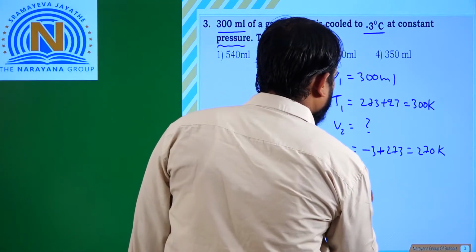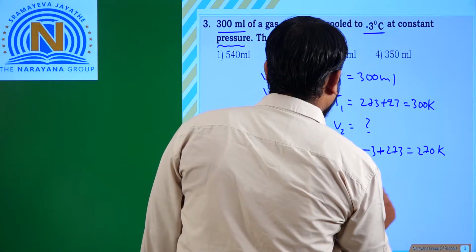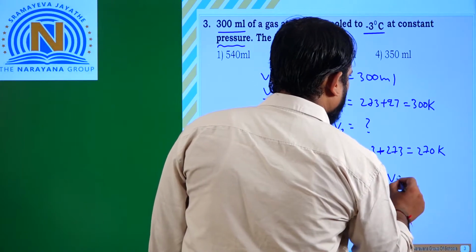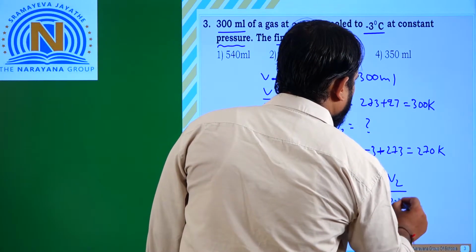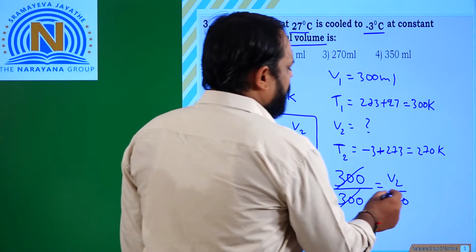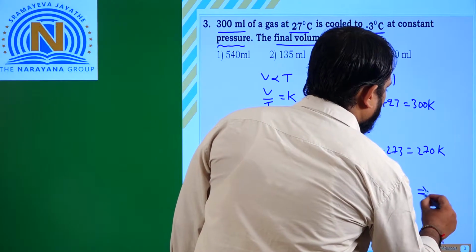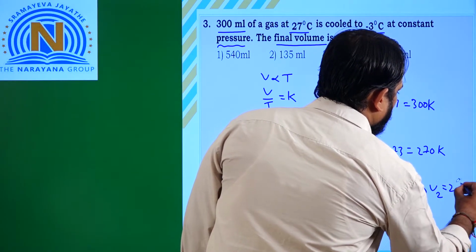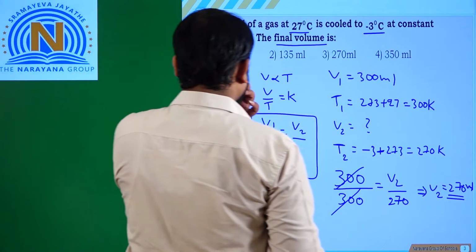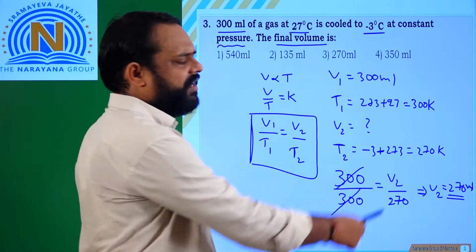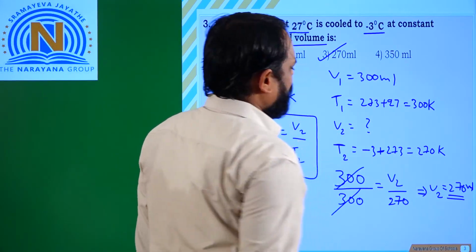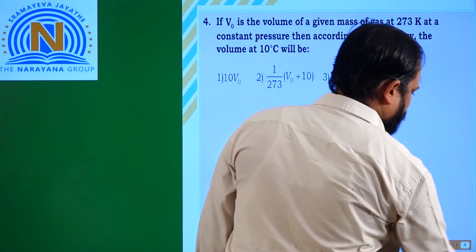So what is V1? 300. And what is T1? 300, right? And V2 we are going to find, and here this is 273. So 300 gets cancelled, and I am taking V2 to this side. That means V2 is equal to 270 ml. So this is the final value. What is that final value? 270 ml. So the option is the third option. And next we'll move to the next question.